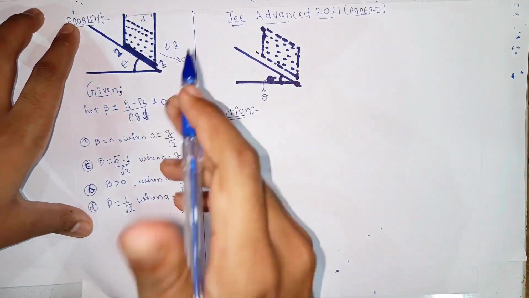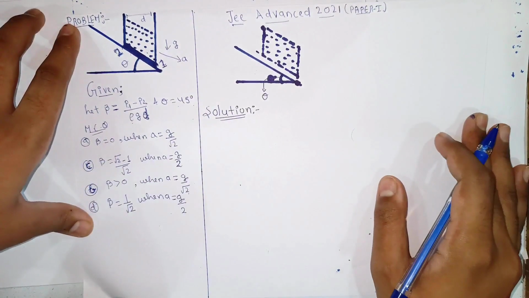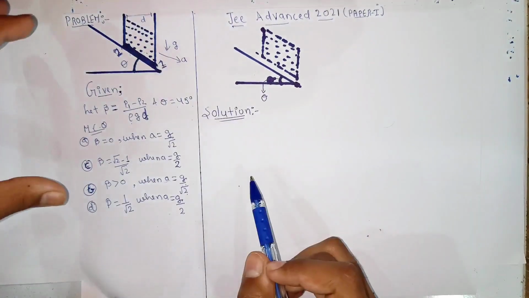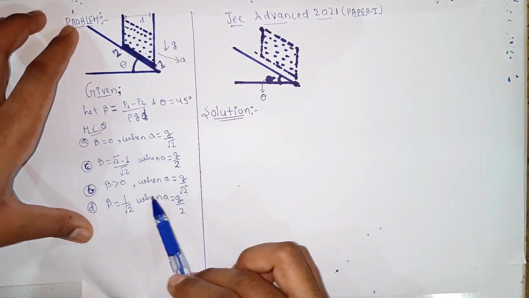Now there are some options they have given and we have to mark the correct option. It is a multiple correct question, one or more than one will be correct here. So let us quickly analyze what the options say.